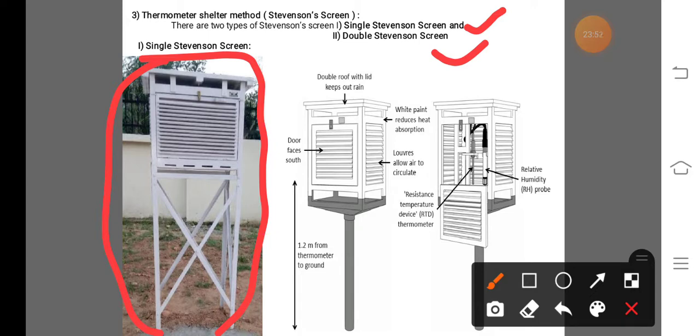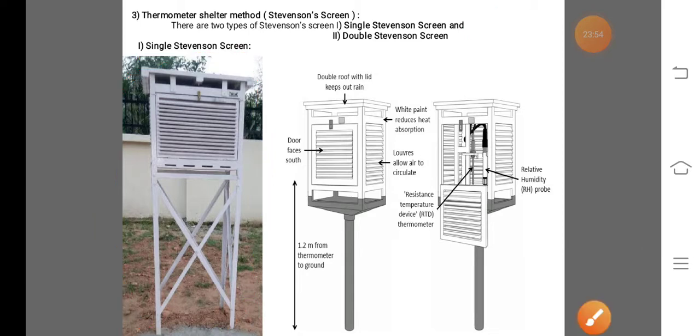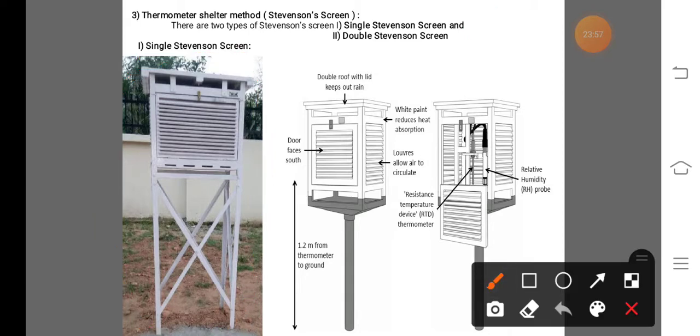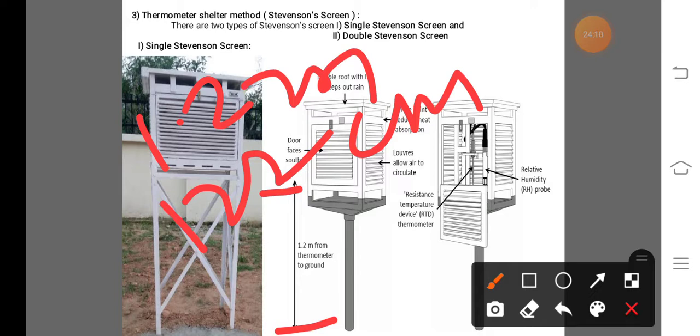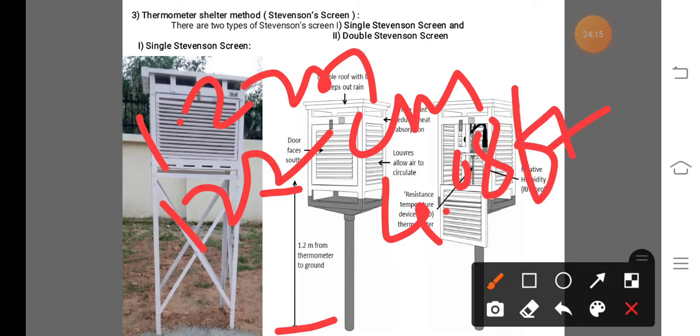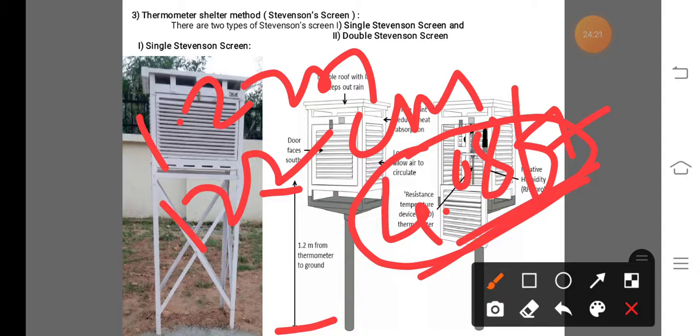So first, about the structure. This is the single Stevenson's screen. This single Stevenson's screen has a height from ground level of 1.2 meter, or in centimeters 122 centimeter, and in feet it is 4.08 or sometimes 4 feet. That means 4 feet height from the ground surface. Why is this height kept? That means 4 feet or 1.2 meter or 122 centimeter from the ground surface.